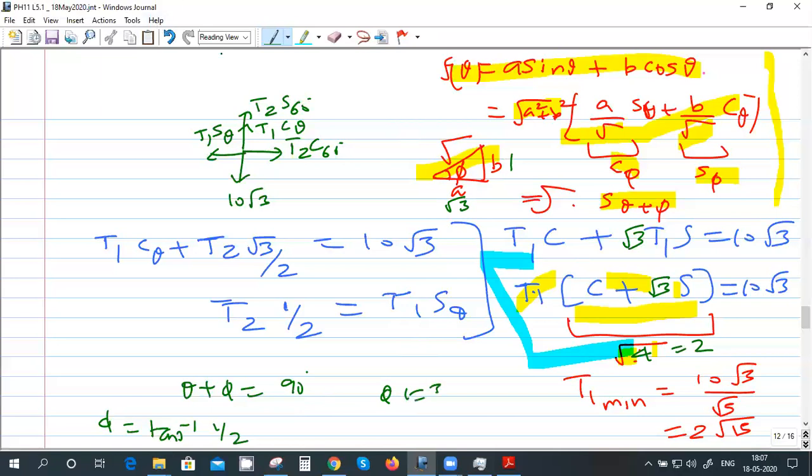Bhavya, tan phi is 45. Okay, so 1 by root 3 is less than 1. So phi is 30 degrees. Is that correct? Which implies theta is 60. Is it clear?